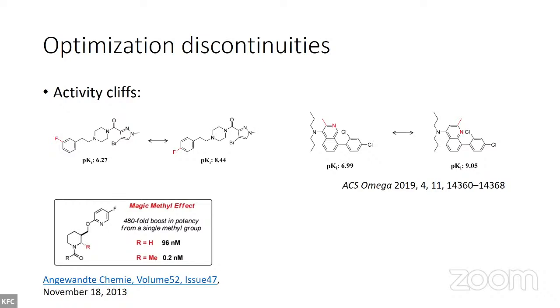For example, what's very famous in medicinal chemistry is the magic methyl effect. And what this basically means is when you add just a methyl group, just a carbon, you have a huge increase or decrease of activity. Here again, you can see there is almost 3 orders of magnitude difference.